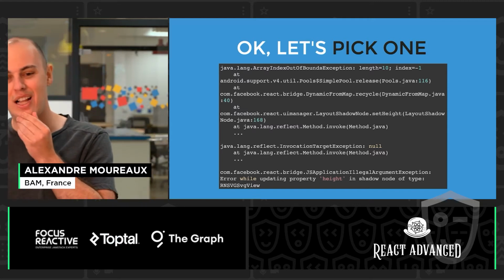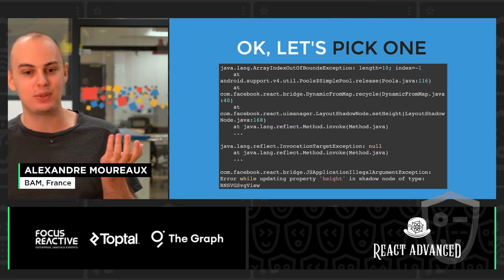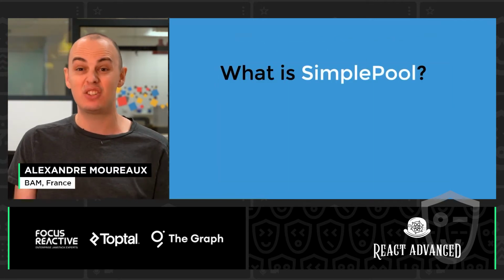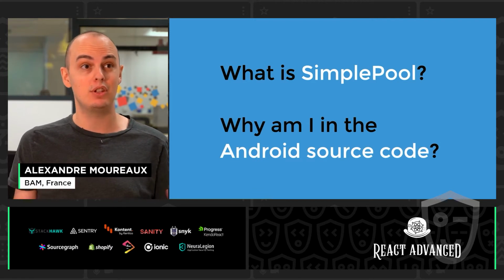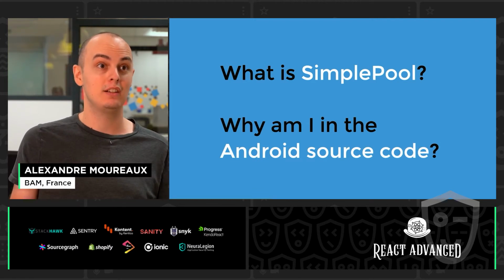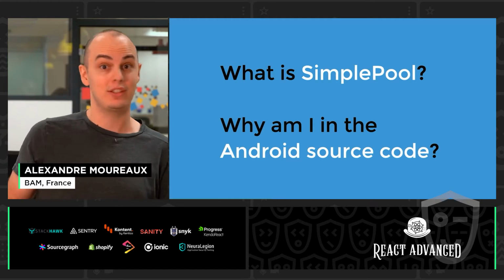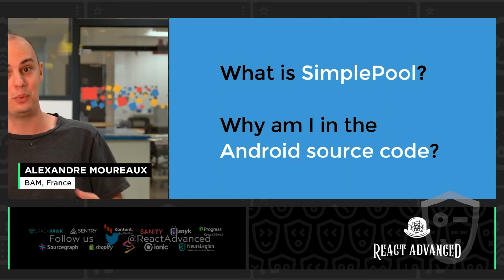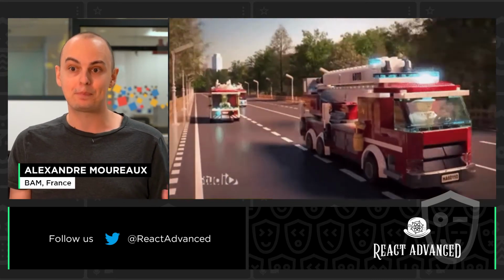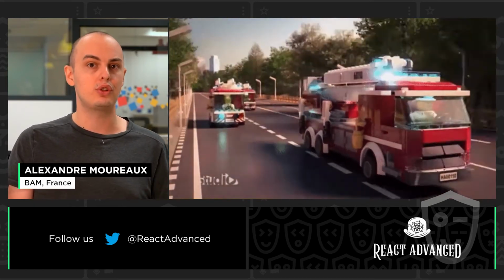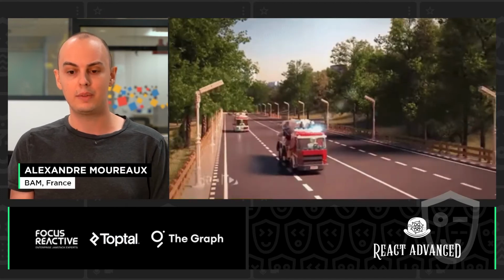To be honest, at this point I don't even know what SimplePool is, and I don't even know why I'm in the Android source code. There's a big fire to put out, and it feels like it's going to take a lot of time to figure out what's going on, because I don't really understand this. So let's find an easier solution to put out the fire.